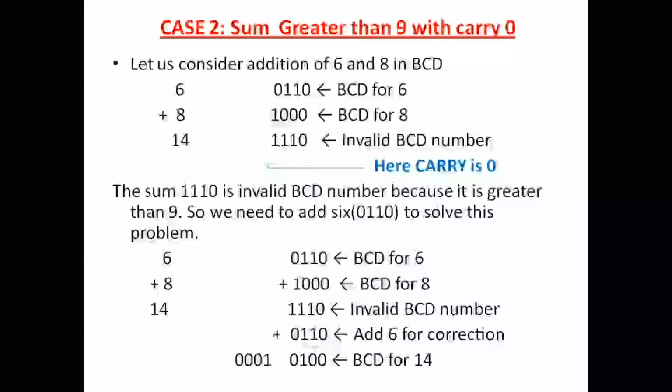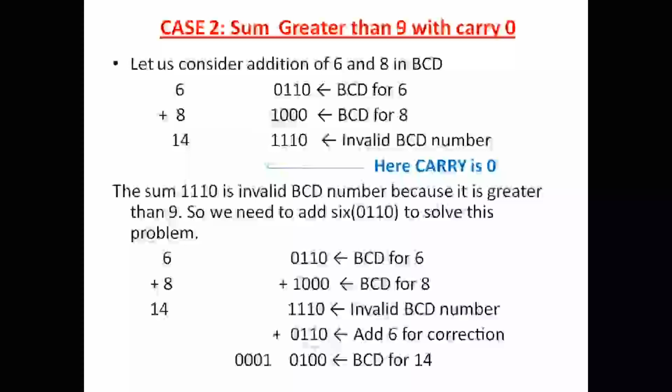So coming to the operation here, we'll see how we get a solution. 6 plus 8 is 14, as usual in decimal. 6 is represented as 0110, that is BCD for 6, and 1000 is BCD for 8. If I add this, again I get an invalid BCD number, 1110. For this, we need to add a 6, 0110, that is add 6 for correction.